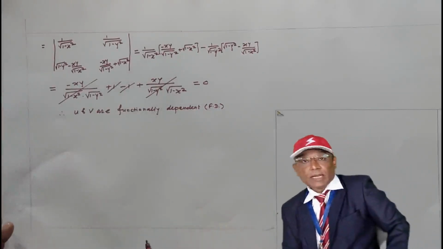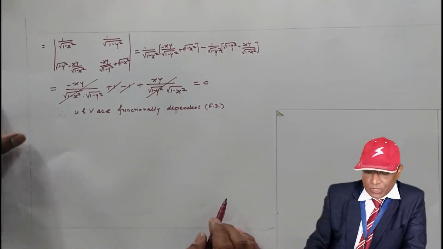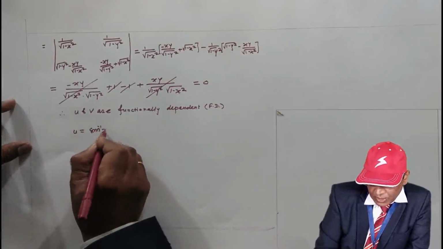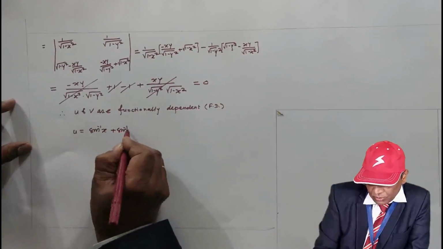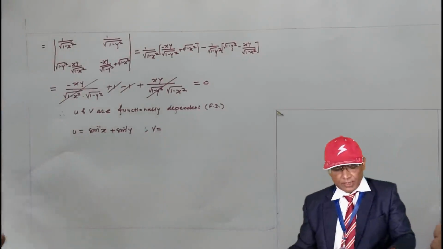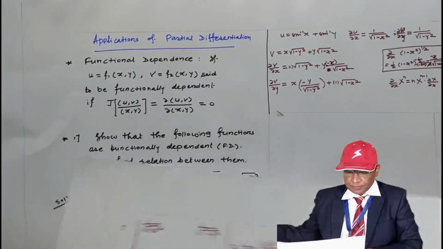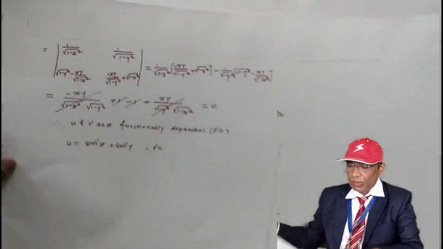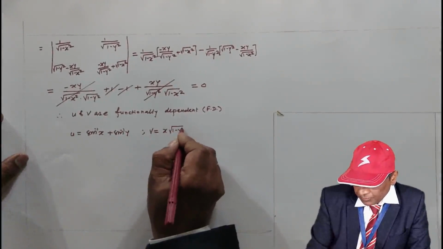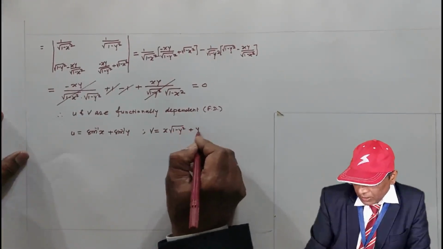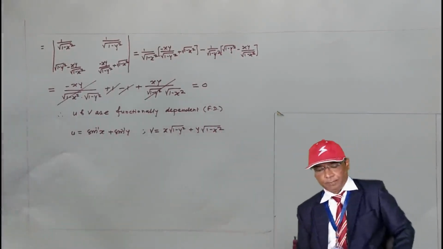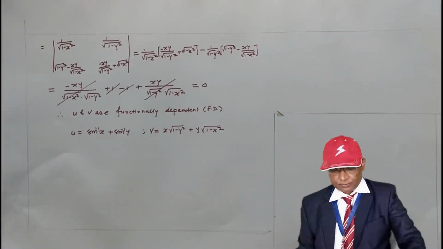Now, what is the second part? The second part is to find out the relation between u and v. What is u? u is sin inverse x plus sin inverse y. And v is x under root 1 minus y square plus y under root 1 minus x square. This u and v are given to you.